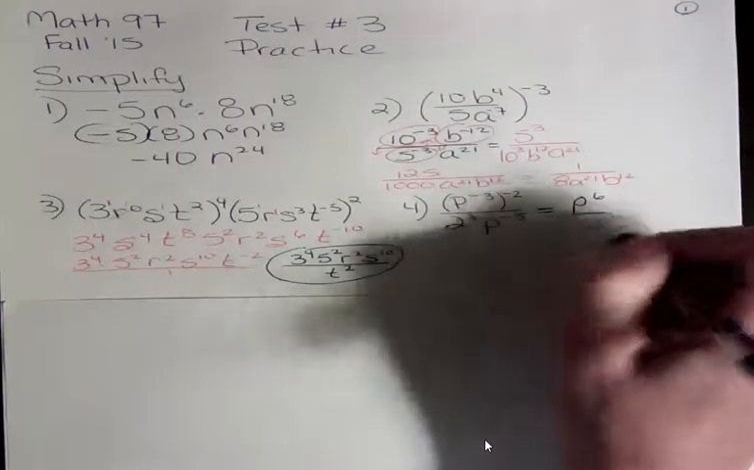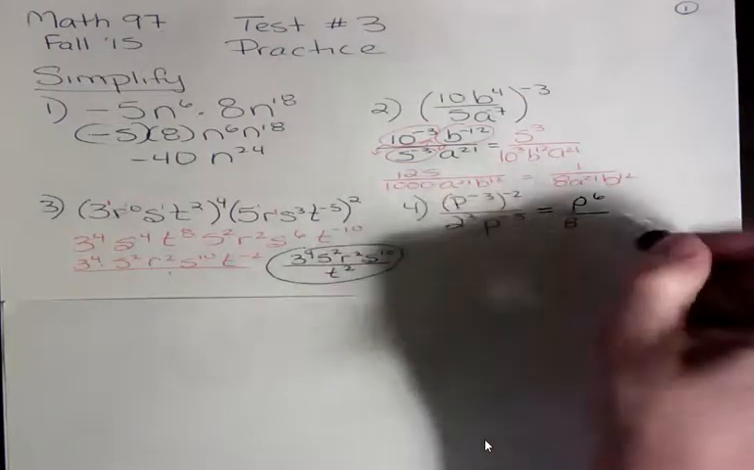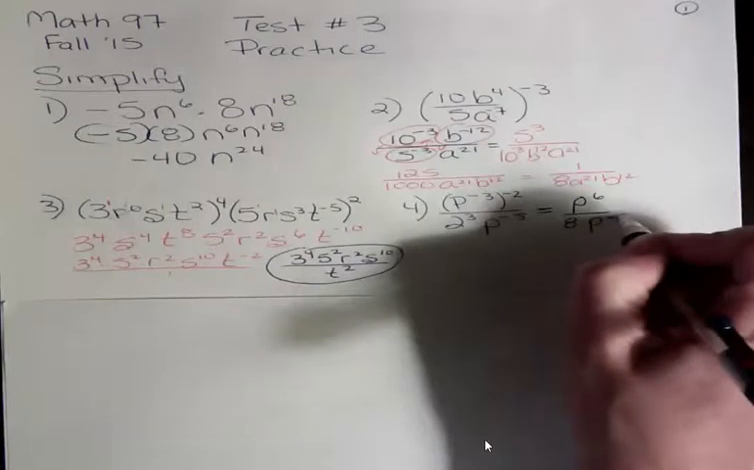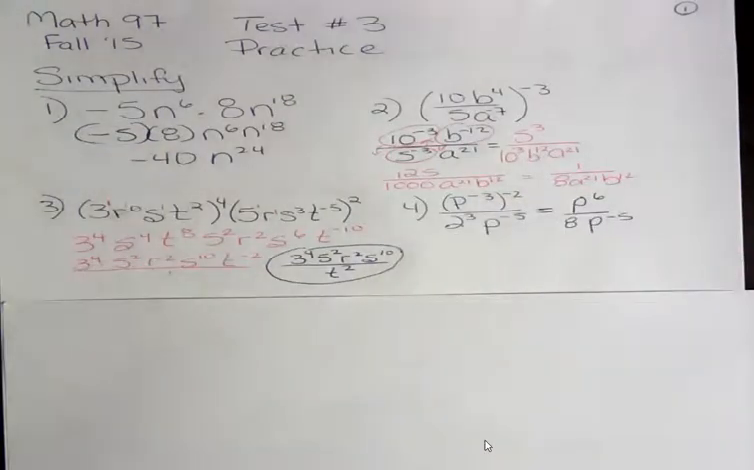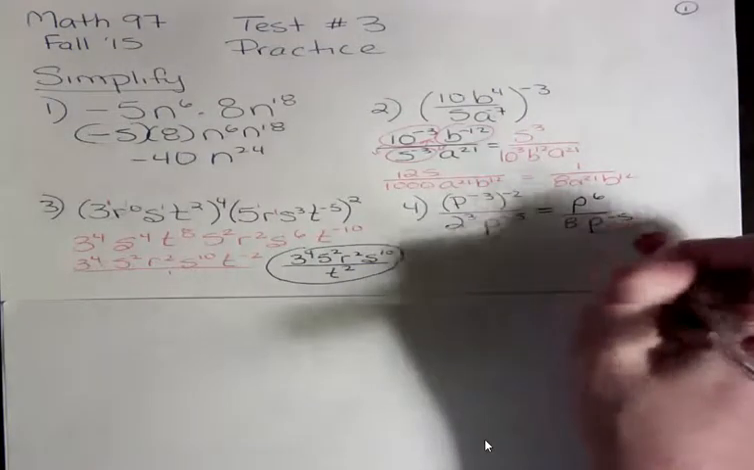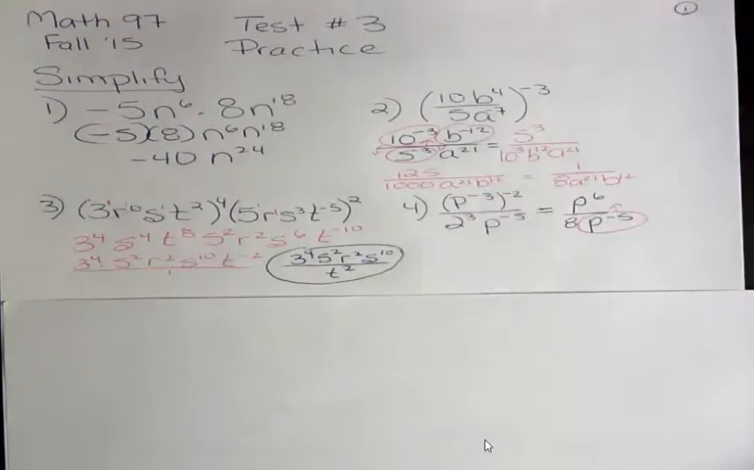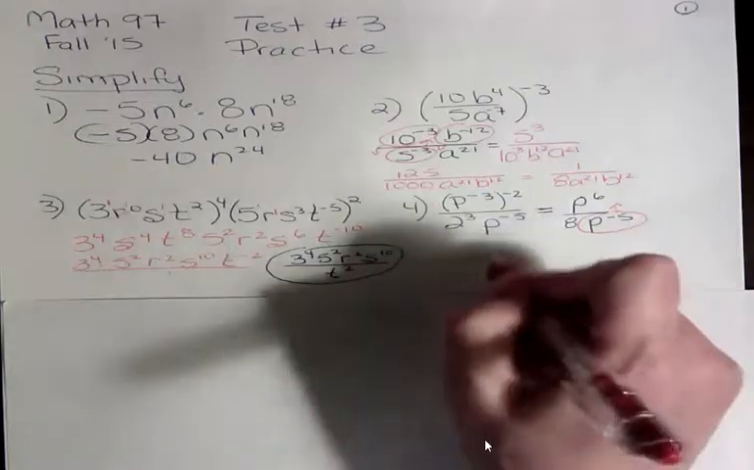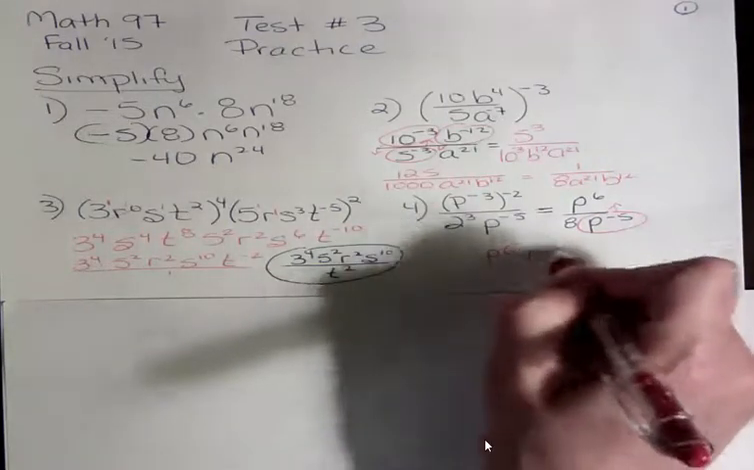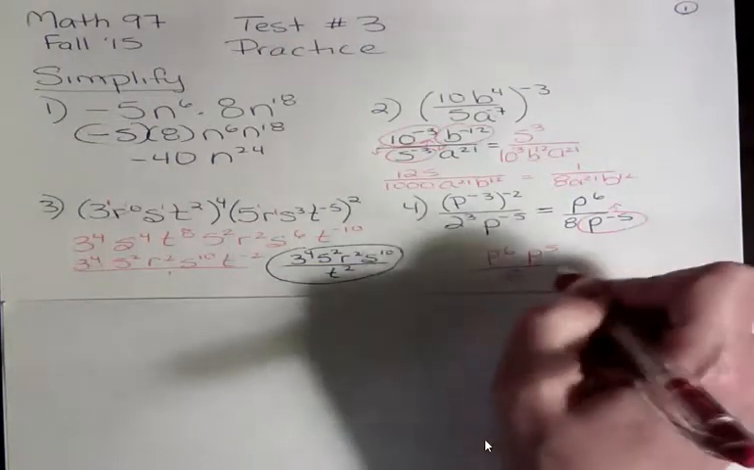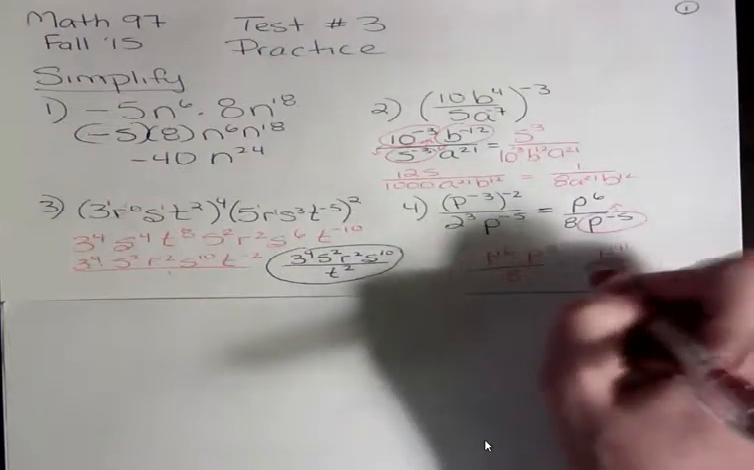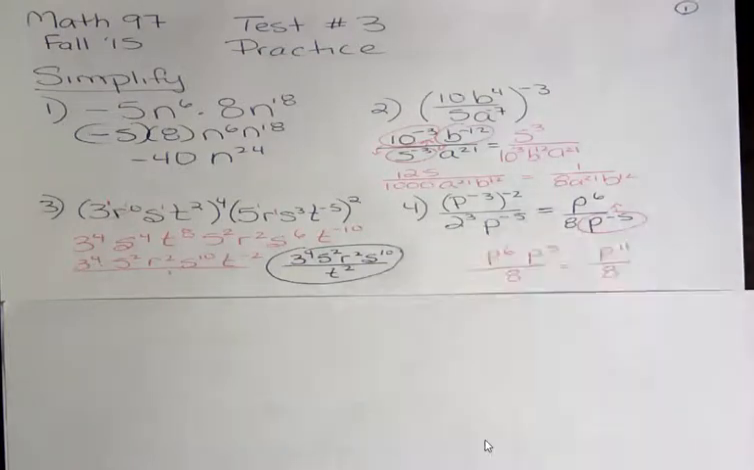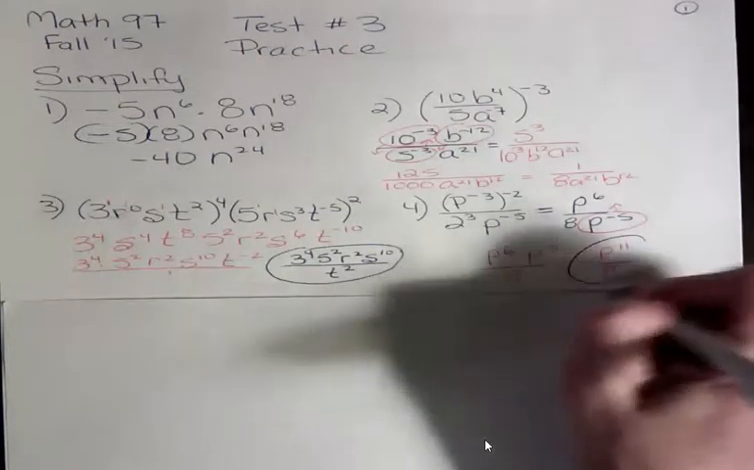2 to the 3rd, I'm going to go ahead and write that as 8. And I've got p to the negative 5. Well, I can't leave p in two places, and also I can't leave a negative exponent in there. So I'm going to take this, and it's going to go up. It changes place in the fraction. So I have p to the 6th and p to the 5th on the top, all over 8. That's p to the 11th over 8. And that is my final answer.